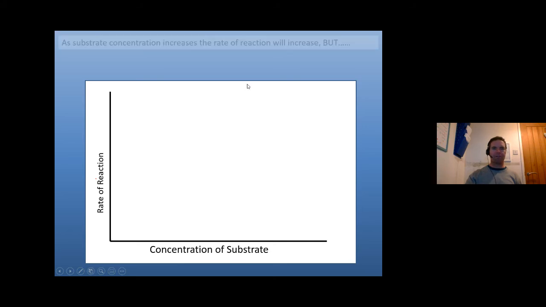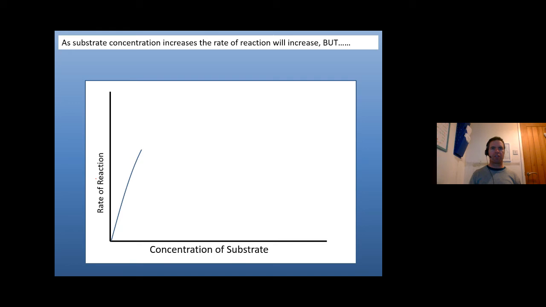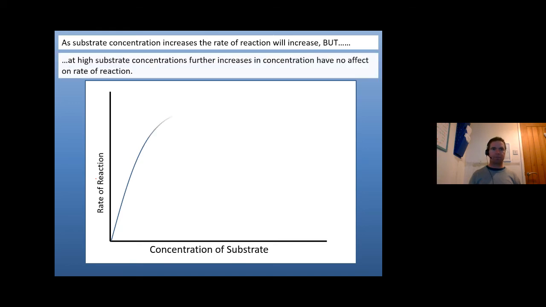So here's the essentials. As substrate concentration increases, the rate of reaction will increase. That makes sense because if there's more substrate, obviously the reaction can happen faster. But at high substrate concentrations, if you have a further increase in concentration, it doesn't affect the rate of reaction. So we don't have an increased effect on rate of reaction.